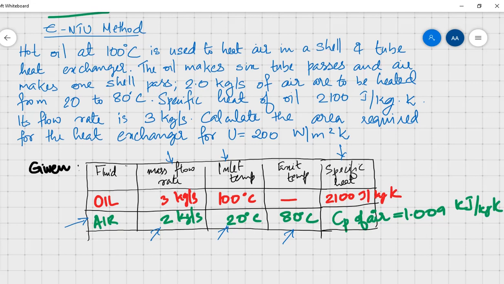only one method that you can use here. Even the LMTD method may be employed in this case, since the exit temperature of oil may also be found out using the energy balance, but we'll stick on with the effectiveness NTU method for the purpose of illustration.